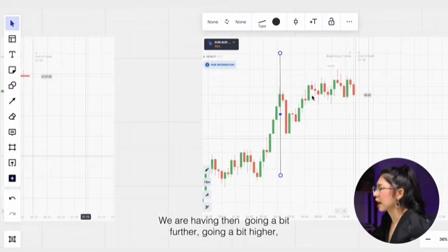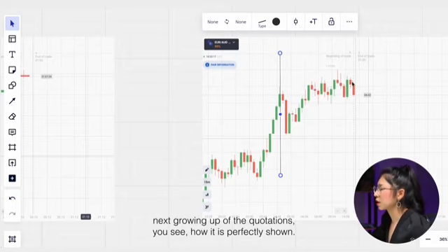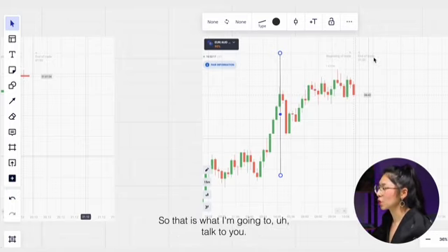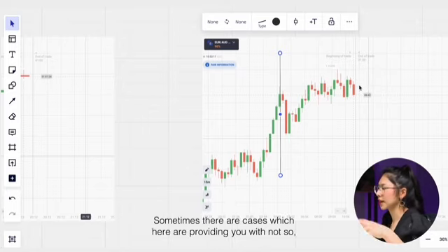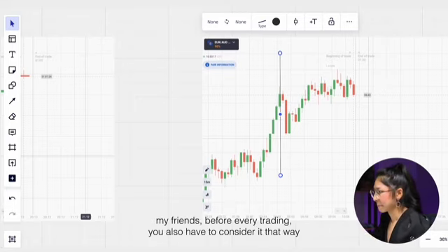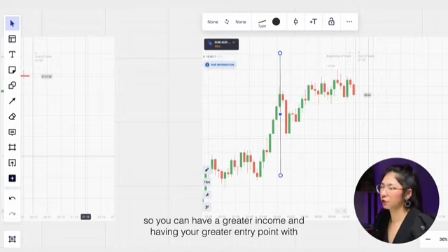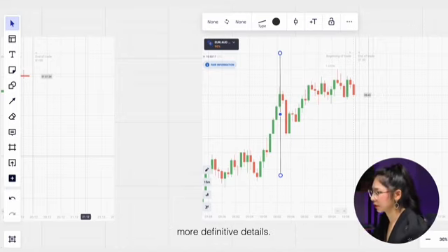We're having then going a bit further, going a bit higher, and there's a new quantity of taps which are going to provide us maybe with the next growing up of the quotations. You see how it's perfectly shown, so that is what I'm going to talk to you about. Sometimes there are cases which provide you with not so similar a situation. My friends, before every trading, you also have to consider it that way, you can see and you can have a greater income and a greater entry point with more definitive details.